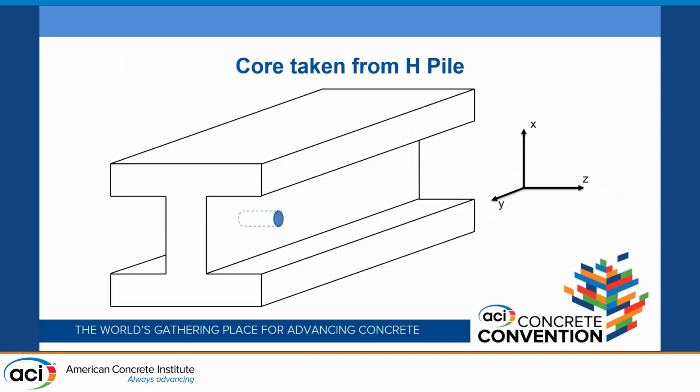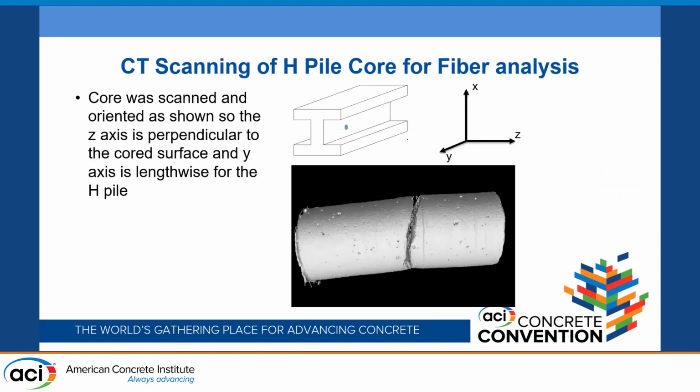So then we took some cores out of the piles, and we have certain areas in our H piles and other piles as well that we took cores from. We did some CT scanning of the H pile for fiber analysis. This one was scanned, and really, imagine the I-beam being turned on its side, oriented as shown with the Z-axis perpendicular to the quartz surface. So you can see a nice indication of our core, and that gives us a lengthwise view of the H pile itself.